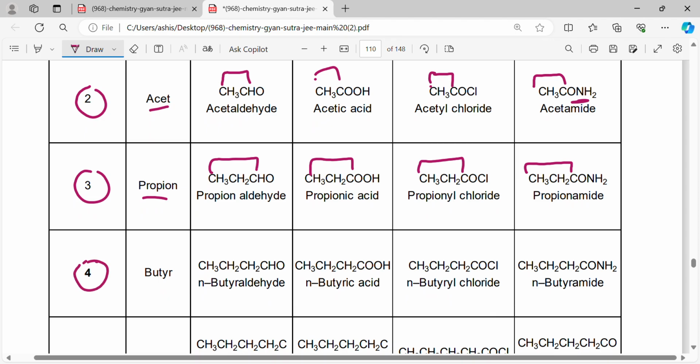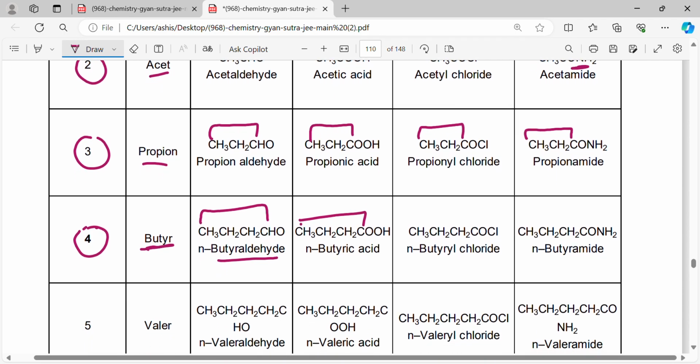And if four carbons are present, then the common naming system is butyr. So suppose four carbons are present in aldehyde, then that is called butyraldehyde. Butyric acid means four carbons are present in carboxylic acid. If four carbons are present in acid halide, then butyryl chloride, and butyramide, that is four carbons present in amide.